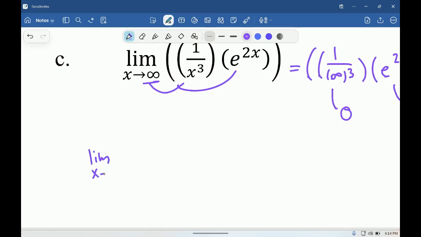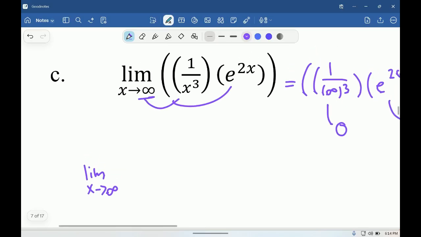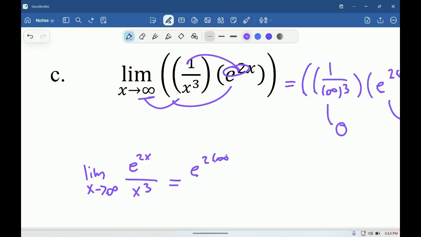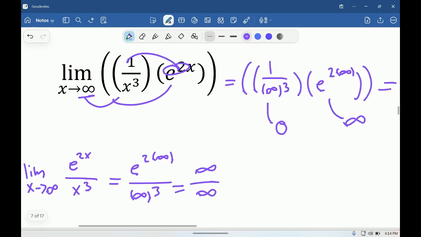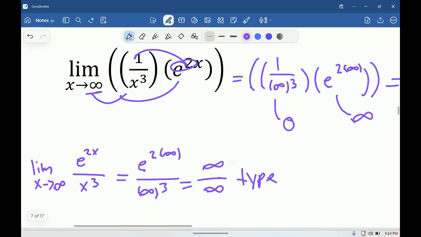Now we're going to want to solve it. To do so, we're going to move this into the denominator. So we're going to get e to the 2x over x cubed, which, once we plug infinity in, is going to be the infinity over infinity type. So we're going to keep going.